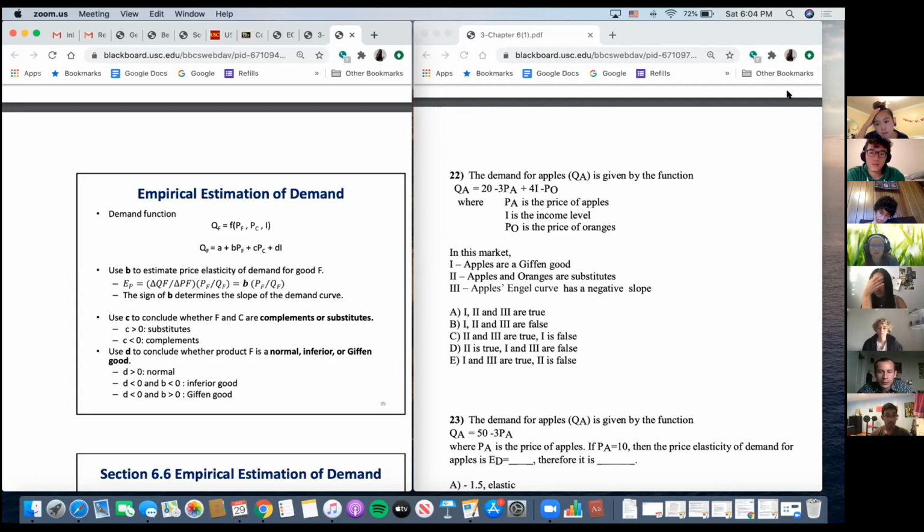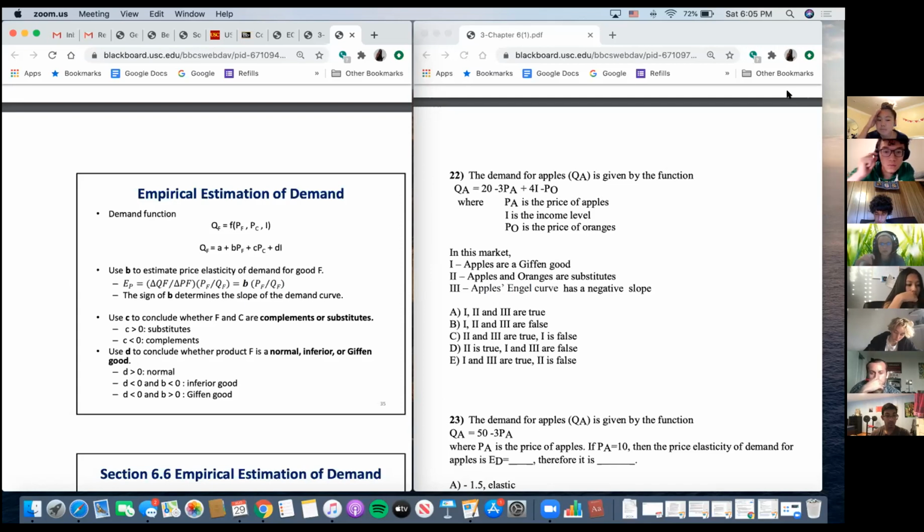We're looking at the coefficients of each one, because what we're doing for this question is trying to prove true or false the 3 conditions underneath the statement. So what we're looking at is basically the signs of each coefficient. The sign in front of PA will represent B. In the notes, it says that if B is negative, you're going to have a downward sloping demand curve, and it's either going to be a normal or inferior good. Those are the conditions that come with that.